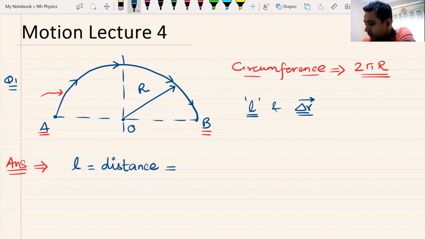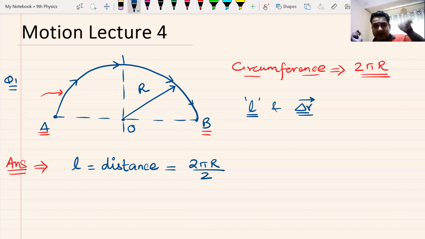Ayush, are you there? Can you hear me? Vedansh, how will you get the distance traveled? Sir, 2 pi r by 2. 2 pi r divided by 2. Ayush, how did you get this 2 pi r divided by 2? Ayush, are you there? I think he is not able to connect.